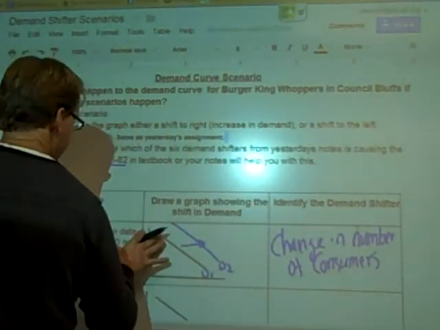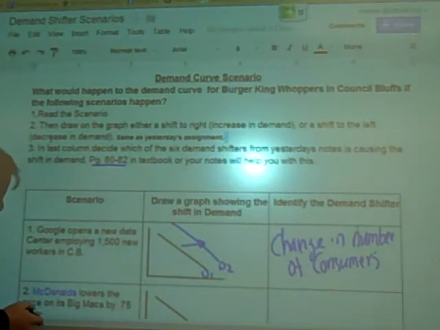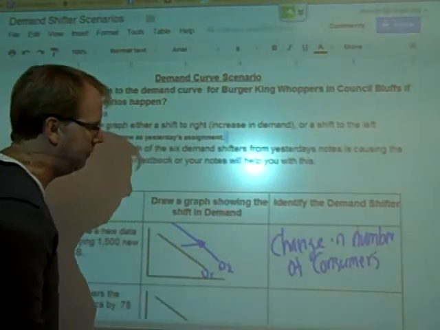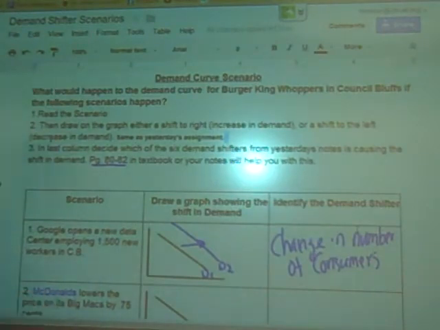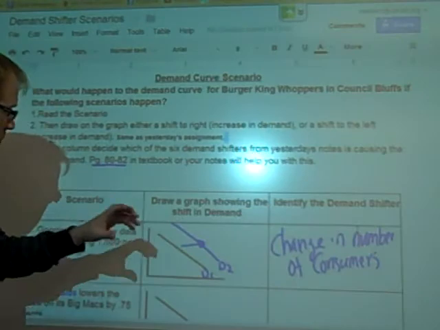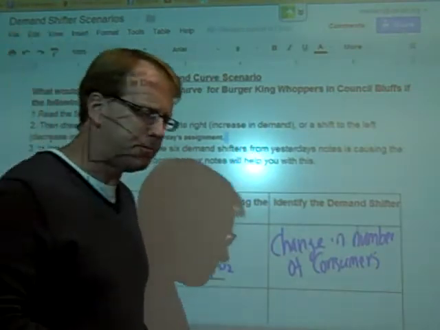So once you've done that for the first scenario, you go along to the second one, read that, do the same thing with the graph, same thing with identifying the demand shifter. Then go to the third scenario, etc. Okay? Hopefully that makes good sense to you, and you can work on that. There's 10 of those problems.